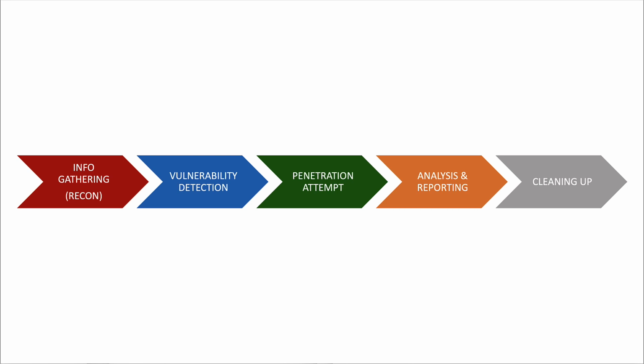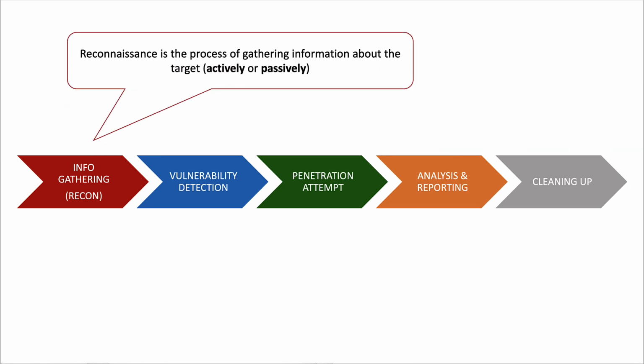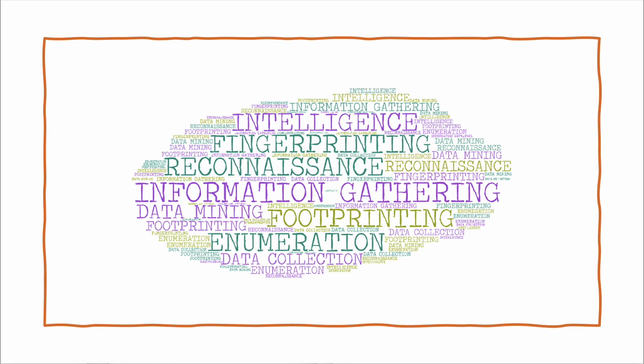If we are following a black box model, then we don't have any information about the target. And therefore, as a first step, we need to gather information. Reconnaissance or recon is the process of doing just that. Without getting technical, in this phase, we simply collect information about our target. So let's agree on that. However, let me go over some jargon you should be familiar with.